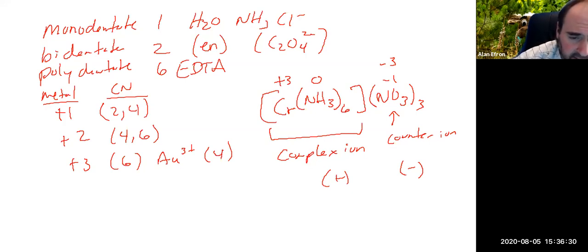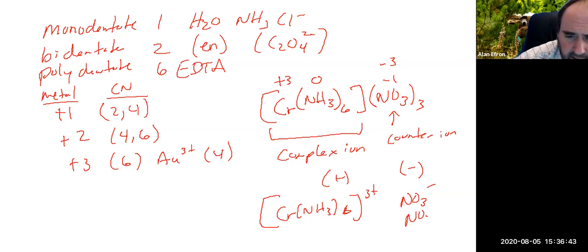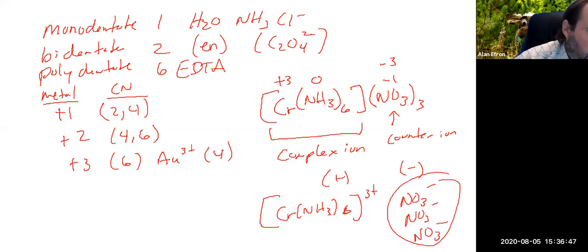And that means that the complex ion part technically has a +3 charge. And that is why we need not 1 of these nitrates, but as you can see up there, we need 3 of them to balance out the +3 charge, like normal.